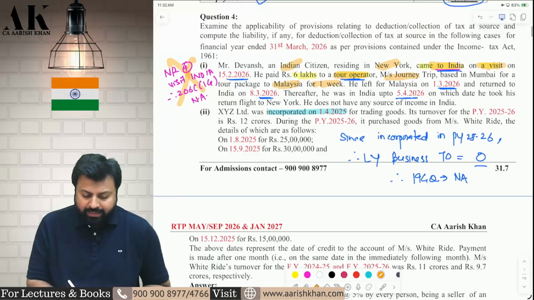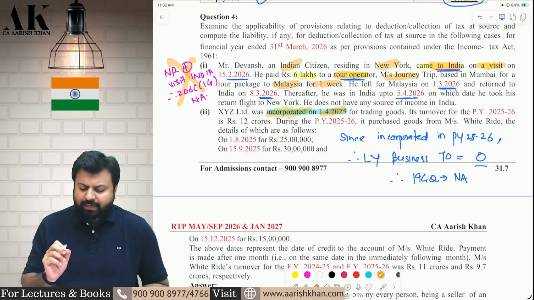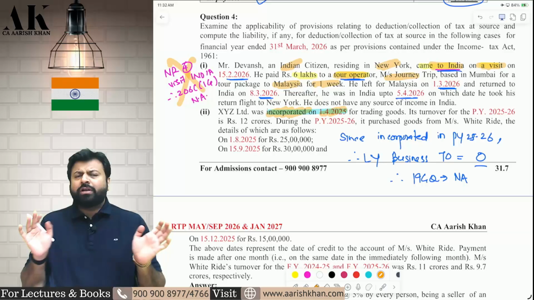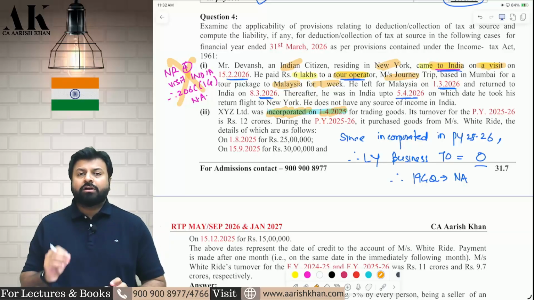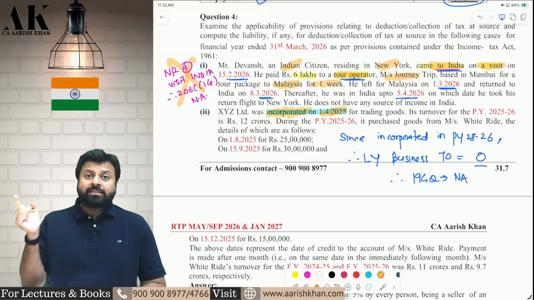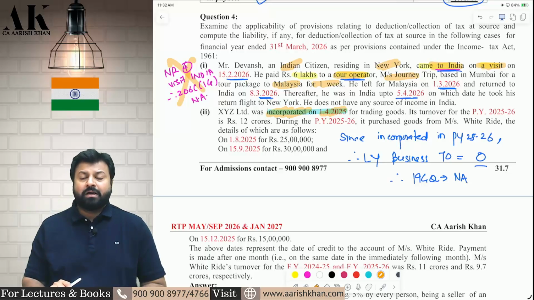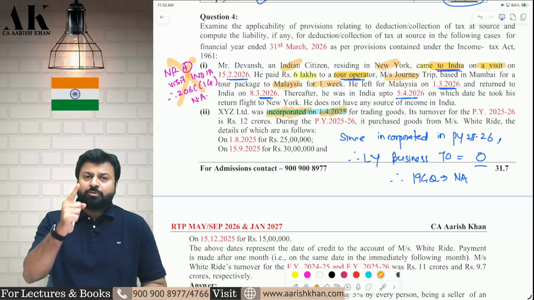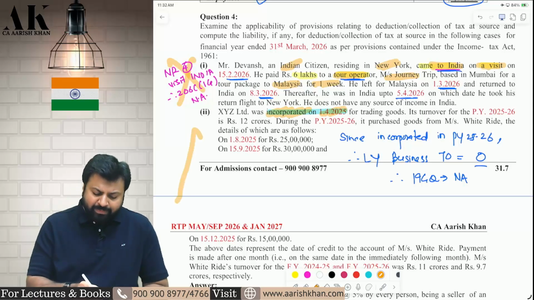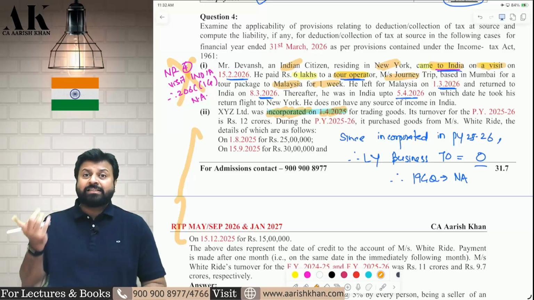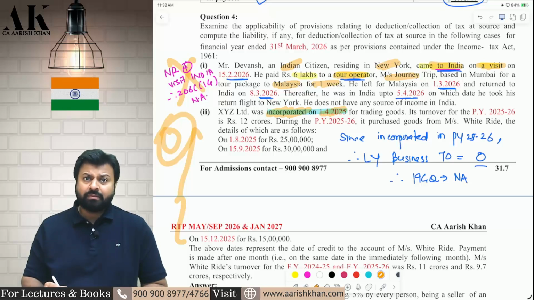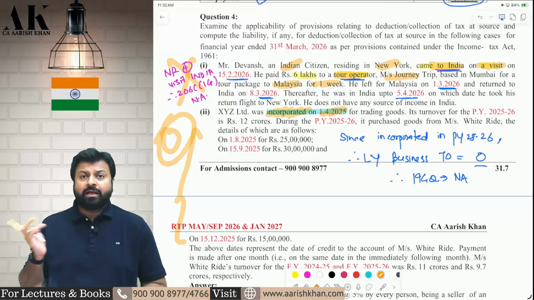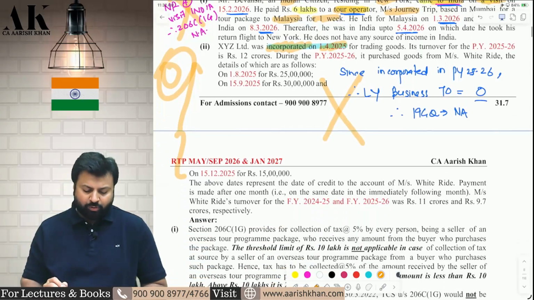Second case. XYZ is a company which is incorporated in the current year. Whether 194Q will be applicable? Absolutely no. If a company is incorporated in the current year, 194Q is not applicable. Why? Because for 194Q to apply, the last year business turnover has to be more than 10 crore rupees, and the current year purchase should be more than 50 lakh rupees. Now the current year purchase is more than 50 lakhs, no doubt about it. But the last year business turnover is 0 in this case because the buyer is incorporated in the current year. Therefore, TDS under 194Q is not applicable in this case. I hope it is clear to all of you.